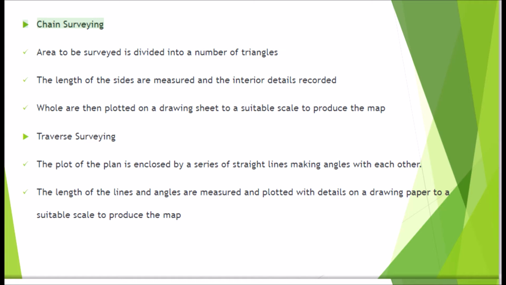Chain surveying. The area to be surveyed is divided into a number of triangles. The lengths of the sides are measured and the interior details recorded. The whole is then plotted on a drawing sheet to a suitable scale to produce the map. Traverse surveying. The plot of the plan is enclosed by a series of straight lines making angles with each other. The length of the lines and angles are measured and plotted with details on a drawing paper to a suitable scale to produce the map.